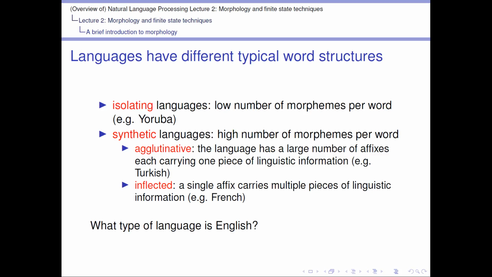So how does this work in the world? I've just shown you examples from English just now. But what kind of things do languages do? Well, there's actually all kinds of different ways they can carry their morphology. So at the most extreme, we've got something called isolating languages. Isolating languages have a very, very low number of morphemes per word. An example is this language Yoruba.